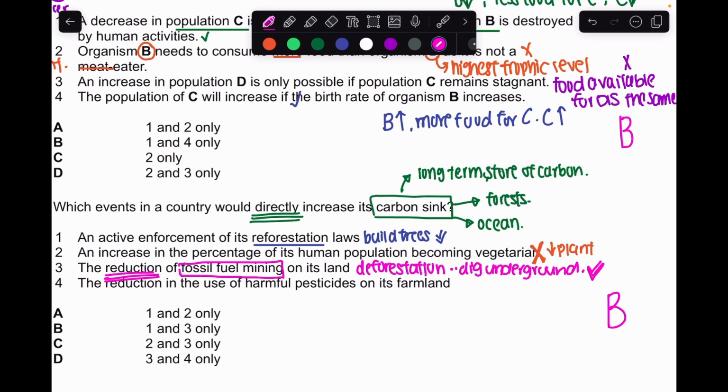Last one, reduction in the use of harmful pesticides on its farmland. So if you reduce the amount of pesticides being used, that means that probably your crops are going to be damaged, right? They might be more susceptible to diseases by insects. So then the amount of plants available is going to decrease. So this is going to cause a decrease in the carbon sink. So the answer should be 1 and 3 only, B.